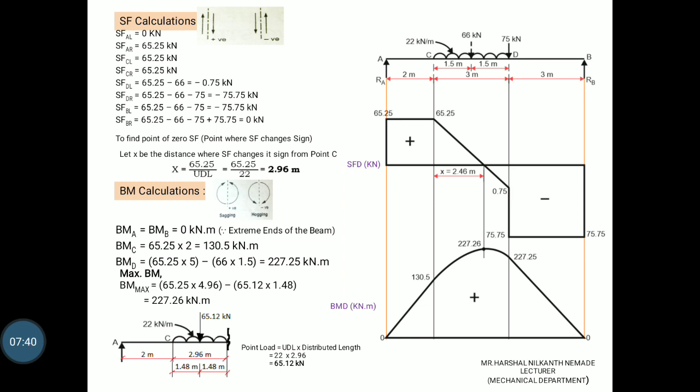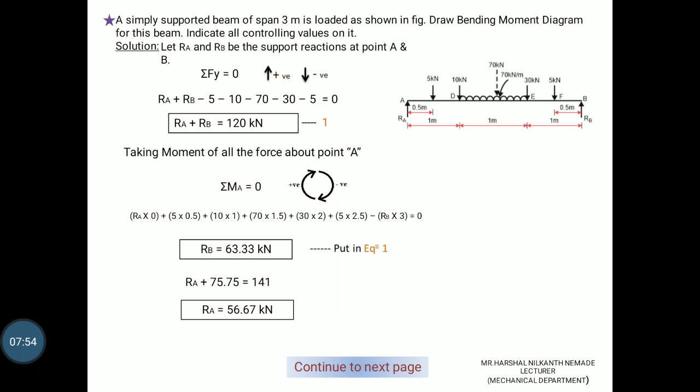So I will mark the values, and after marking I will make the diagram. I will join the lines, and I will join the parabola. I will get the BMD in kilonewton meter. Like this only, this sum is solved.